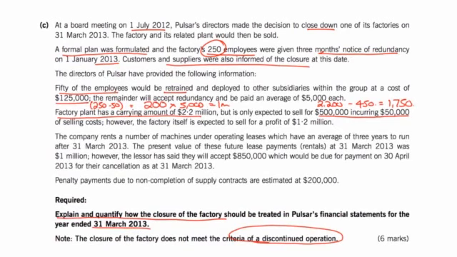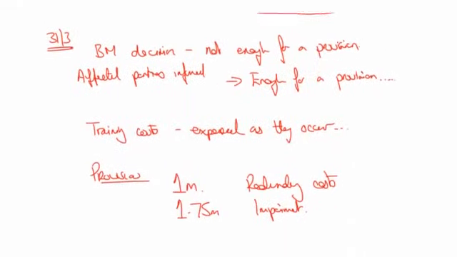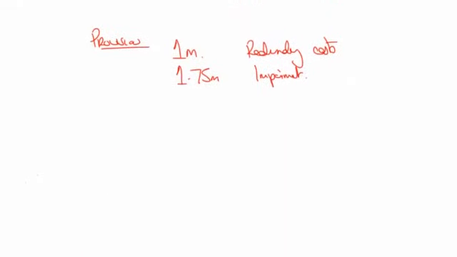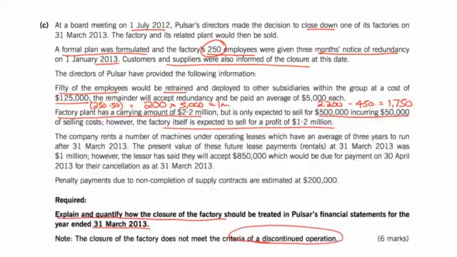The factory itself is expected to sell for a profit of 2 million. Okay, you don't show the profit, so no profit on factory shown until sold. Come back to that in a second.